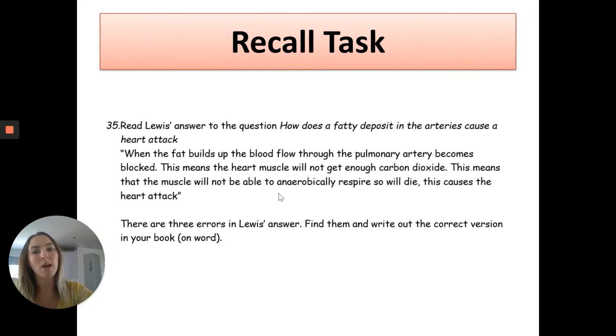Okay, so if you can have a go at this recall task that is in your booklets, please. So pause the video and do that now.